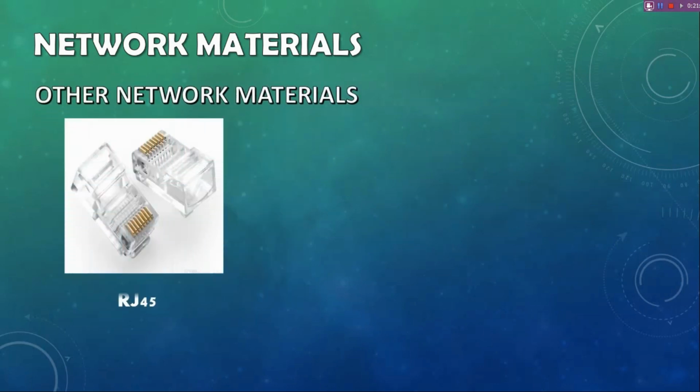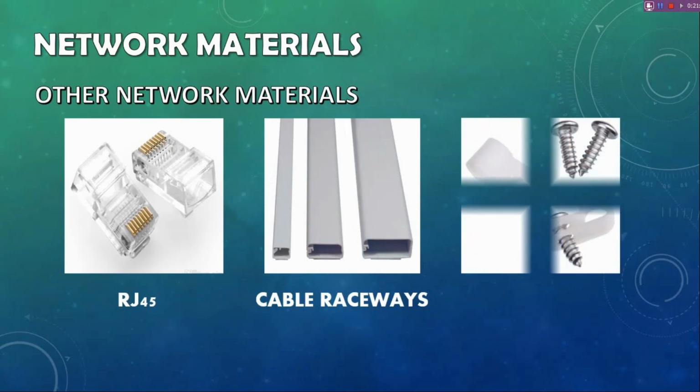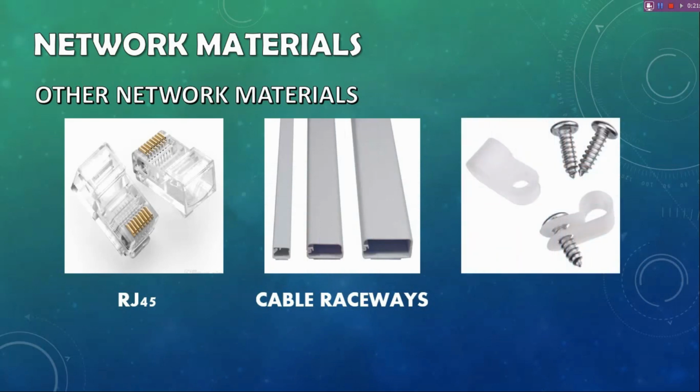Meron tayong RJ45. Kinoconnect natin yan sa ating UTP cable. Next one is the cable raceways. Cable raceways are enclosed conduits that form a physical pathway for electrical wiring. Next one is the cable clamps and fasteners. It is used in keeping network cables from tangling or to bundle cables in a professional wiring installation.